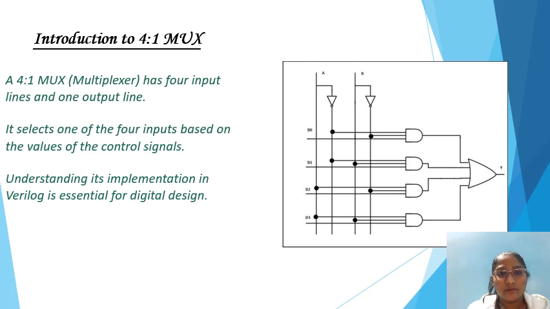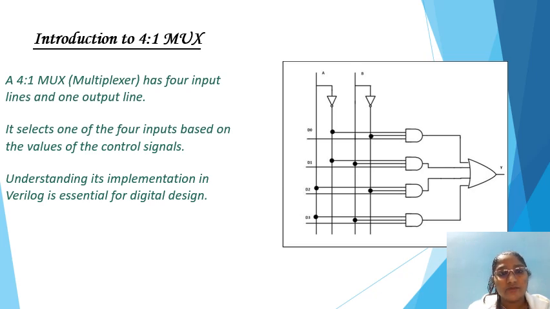MUX stands for multiplexer, a device that chooses between multiple input signals and sends the selected signal to the single output line. It is also named a data selector. It selects one of the four inputs based on the values of the control signals. Understanding its implementation in Verilog is essential for digital systems.